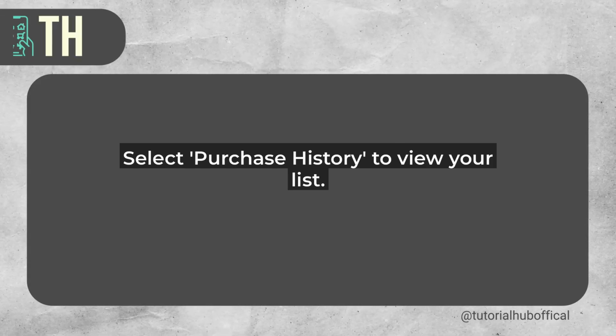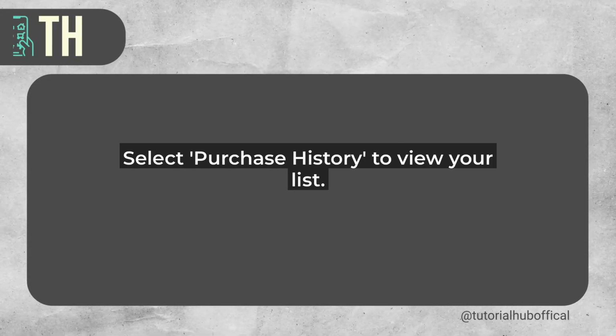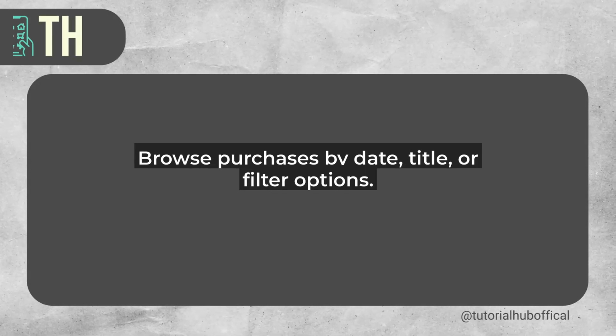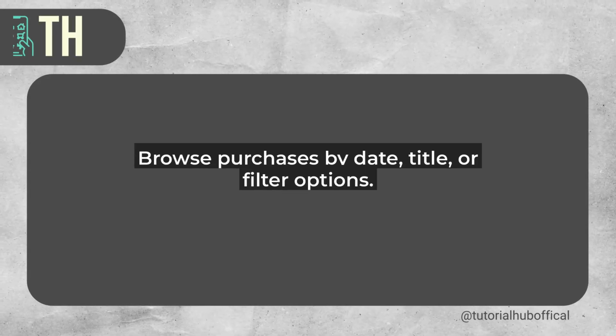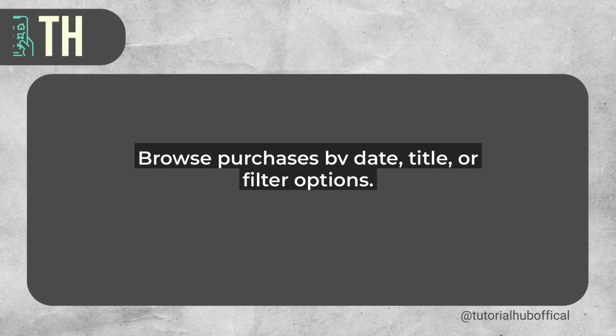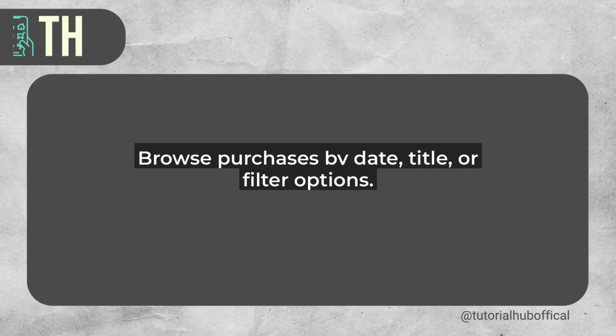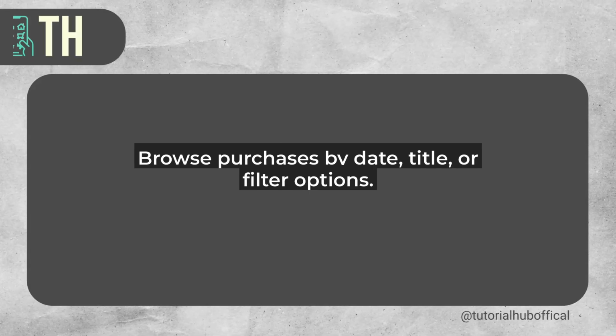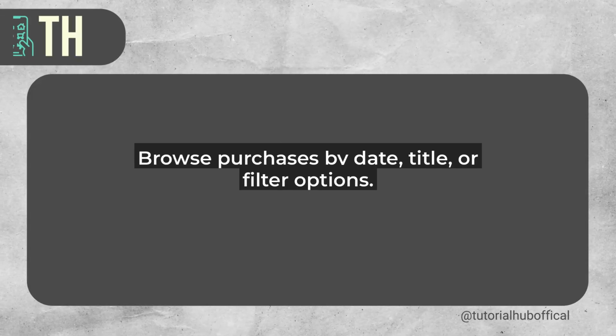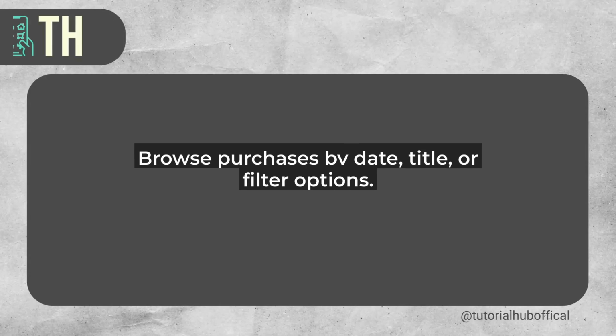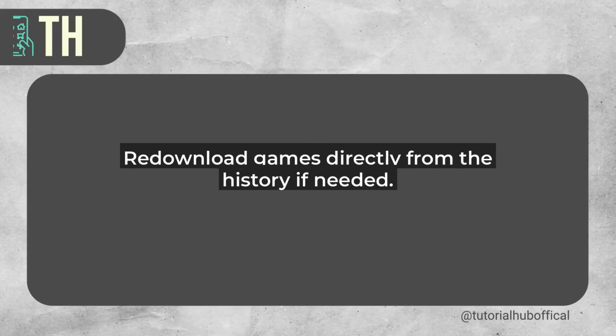Once you select Purchase History, you'll see a list of all your past purchases. You can browse by date, game title, or even filter by type. If you want to re-download something, just hit the download button next to it. Pro tip: if you don't see everything, make sure your console is updated to the latest software version for 2025, as Nintendo occasionally tweaks the interface.